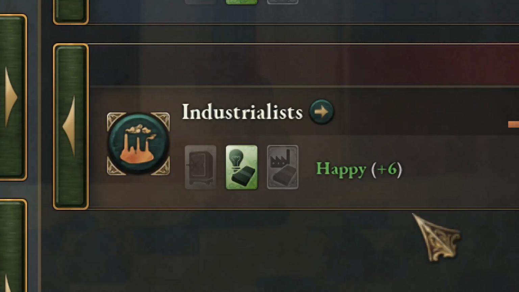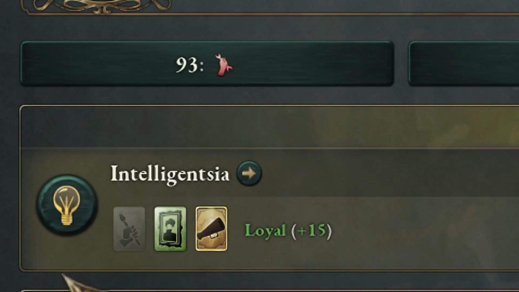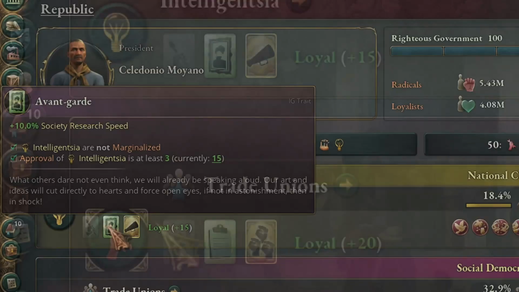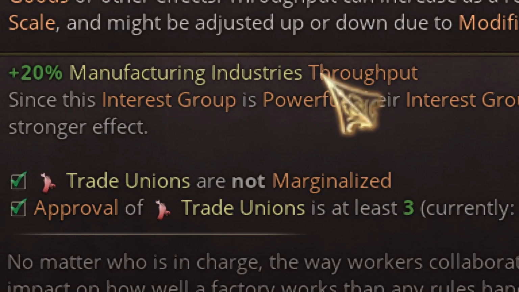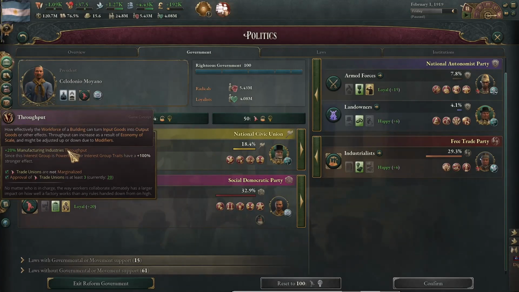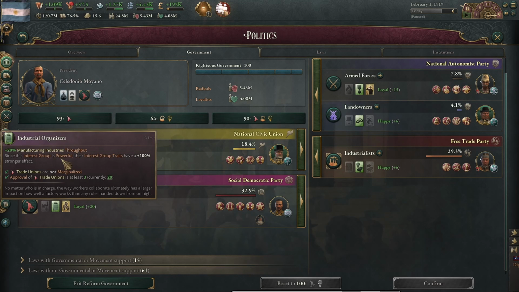For example, the industrialists give you a plus 20% on investment pool. The socialists give you 20% production bonus in throughput if they are level 2. That is also very good. As you can see, 20% throughput in production. This is very good because if you have a lot of gold mines, you are going to be gaining 20% more. And also all the production is going to be raising 20%.